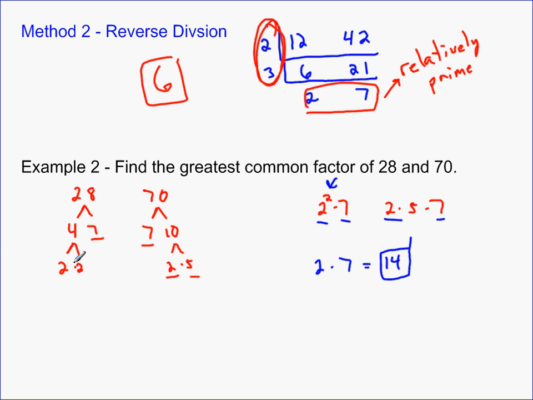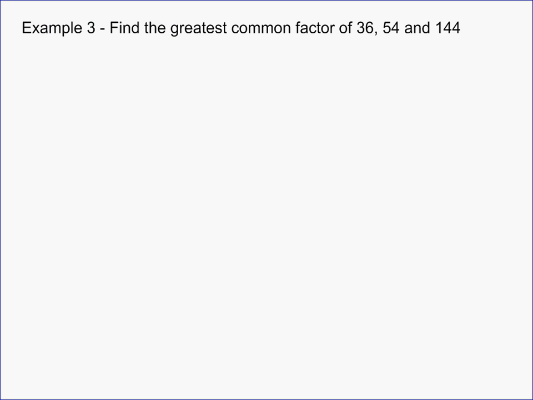Okay, for this last example, and again, it's always a good idea to pause the video and try these on your own. We're looking for the greatest common factor of 36, 54, and 144. This one you can either use prime factorization or reverse division. Let's use reverse division. A lot of times it's easier to use reverse division on a big set like this when you have more than two terms. So reverse division, what goes into all three of those? Well, I know 2 does, and so that's going to leave me with 18, 27, and 2 goes into 144 72 times.